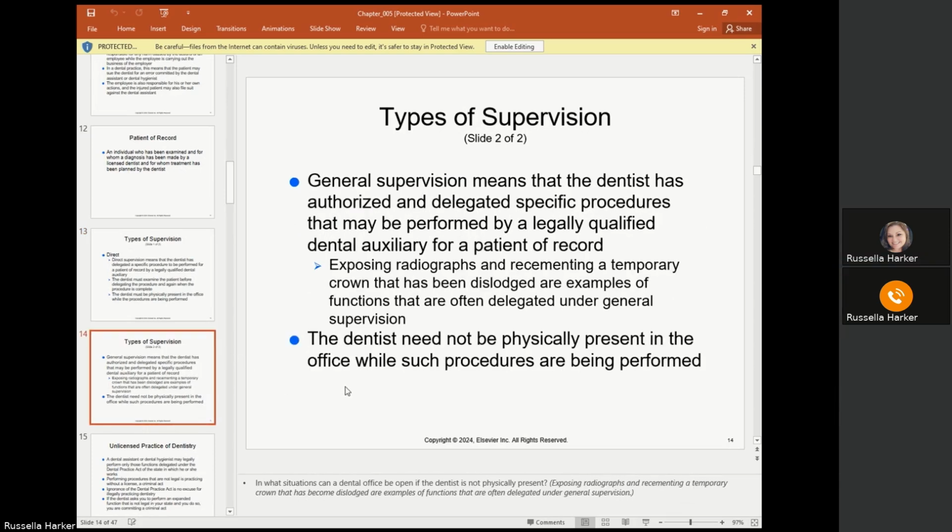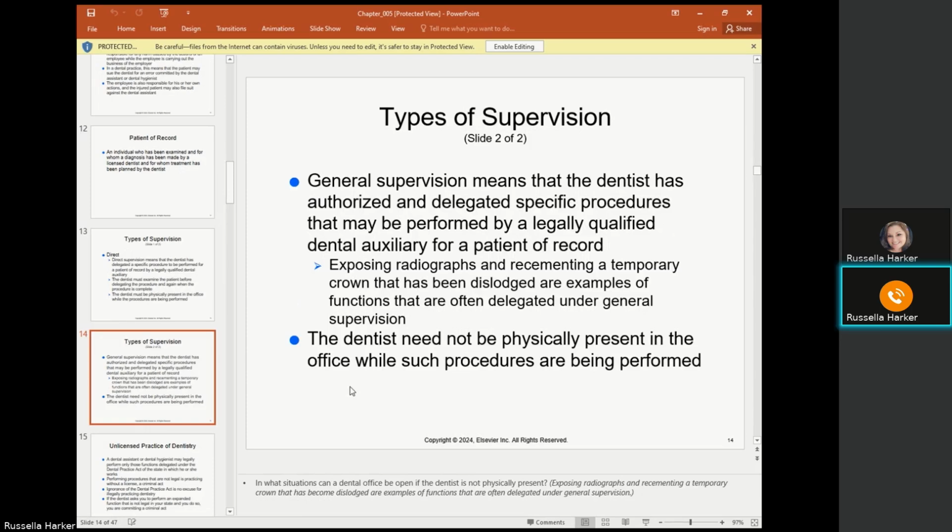Then we have other types of supervision. There's indirect supervision, and with indirect supervision, it's when the dentist can delegate a specific procedure to be performed by a dental auxiliary for a patient of record, as long as they meet this minimum requirement of the State Board of Dentistry. The dentist has to examine the patient before delegating the procedure and again when the procedure is complete. But the dentist is not required to be in the operatory, but remains in the office at the time the procedure is performed. So they may not be in a room with you, but they will be in the building with you.